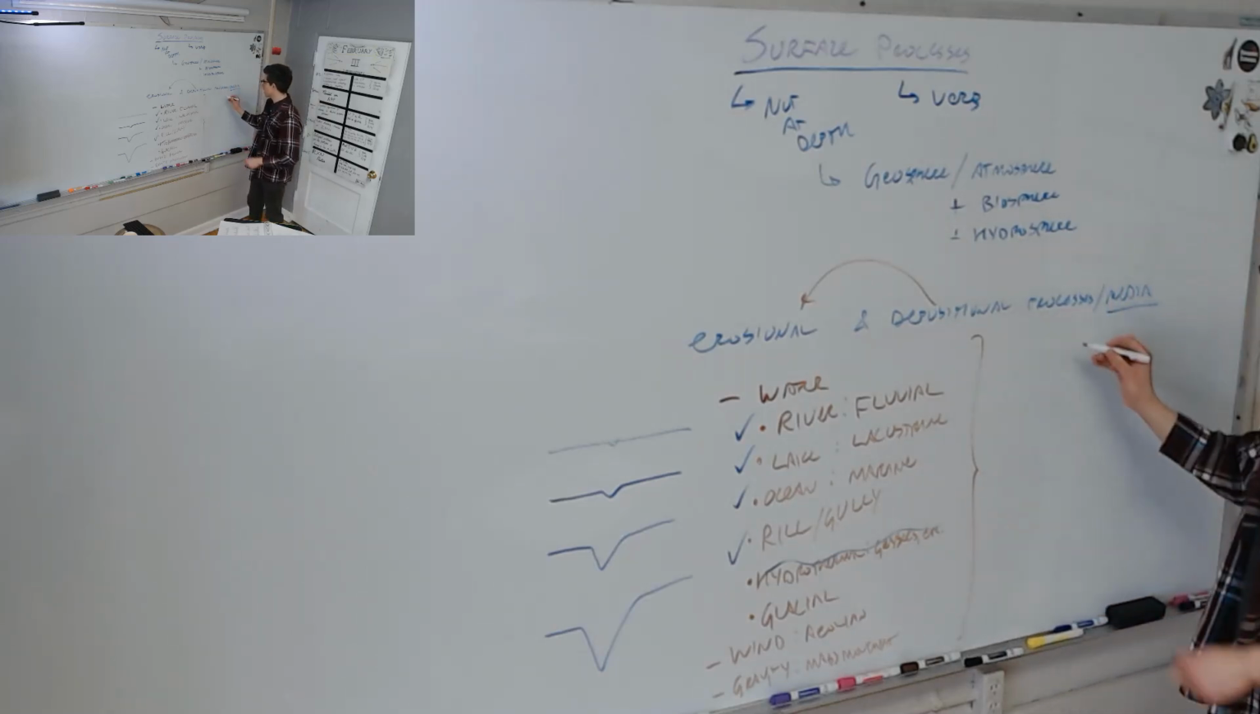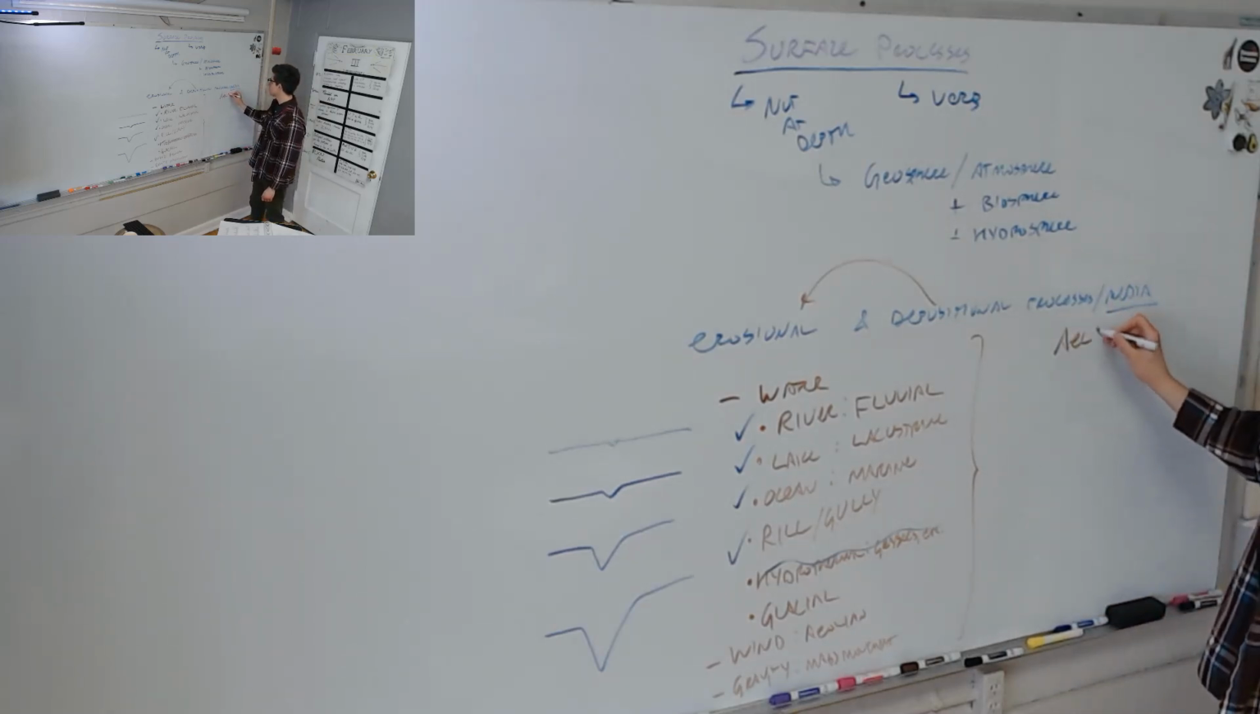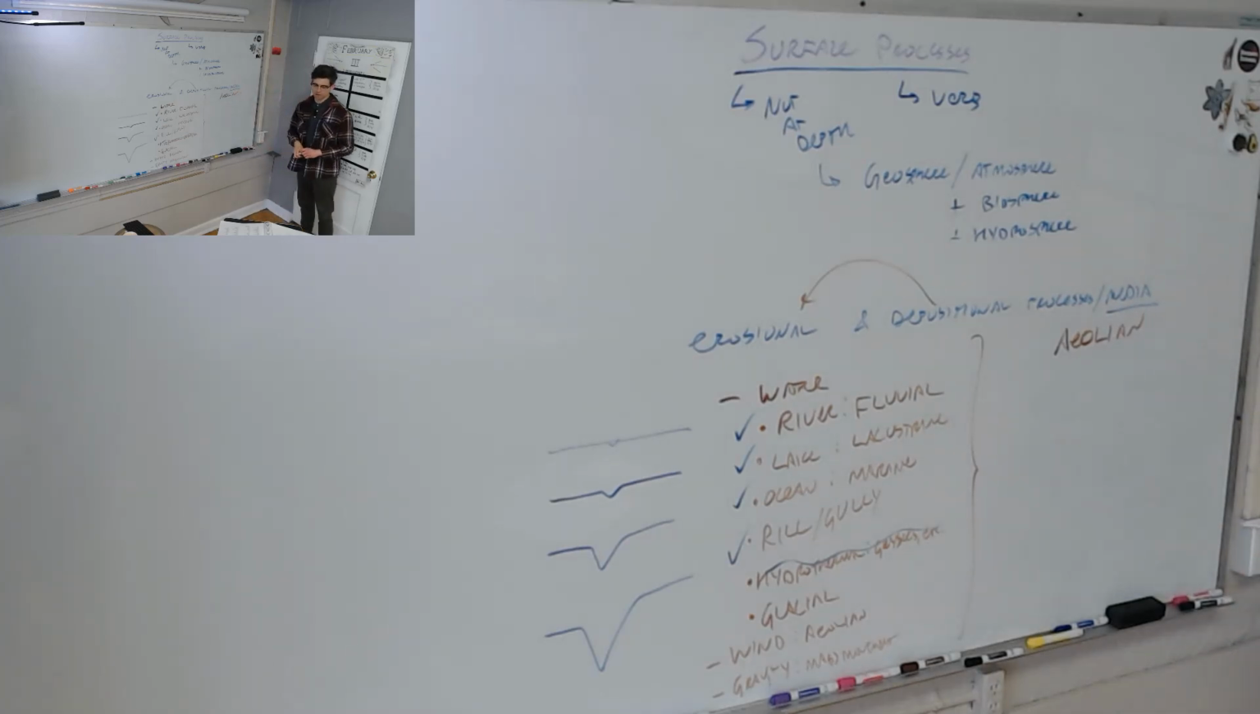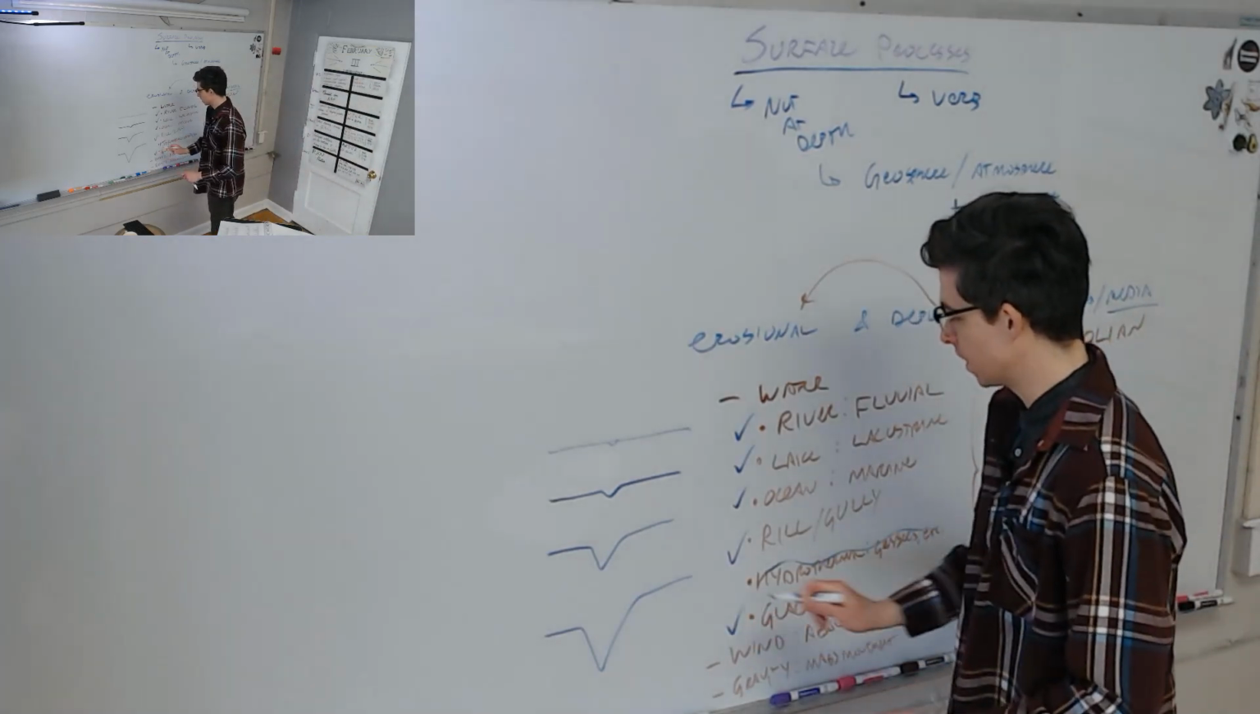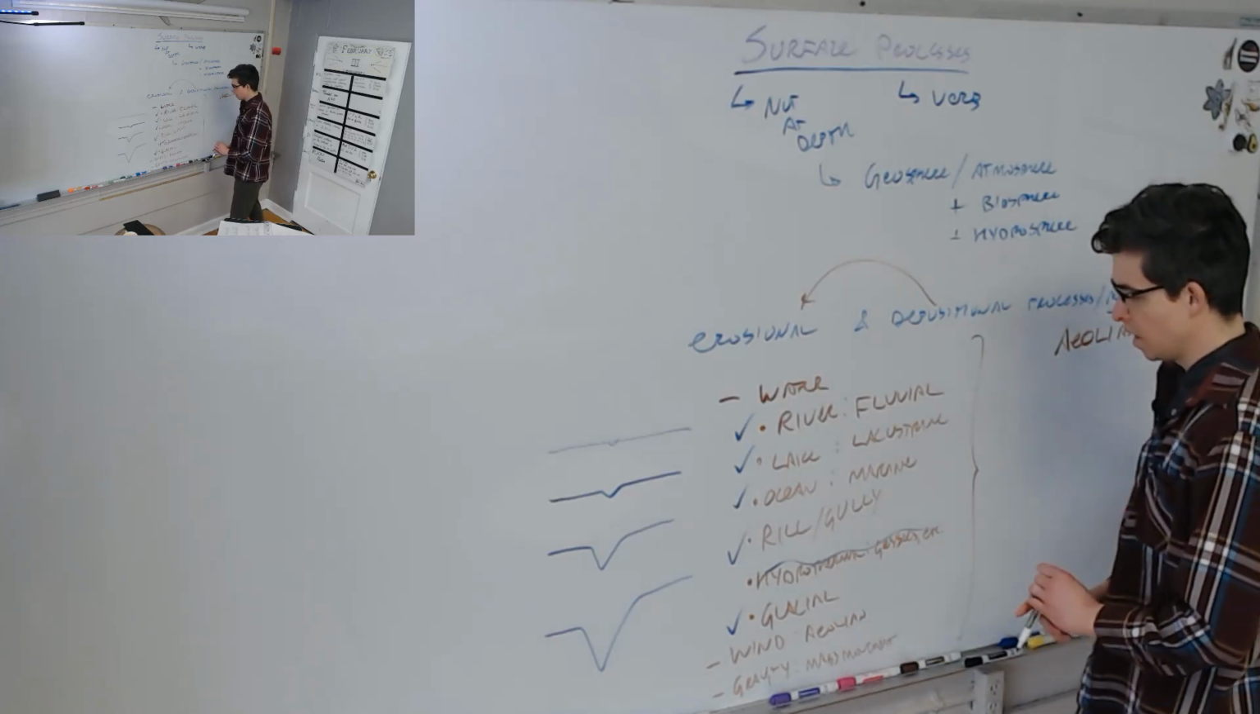I'm going to put wind in brown. Aeolian erosion. So the wind, oh, sorry, let's check off glacier. That was a real quick rundown of glacier, but I liked it.